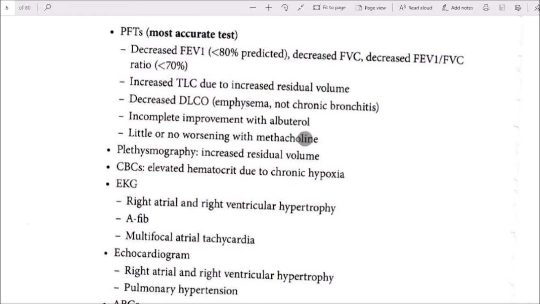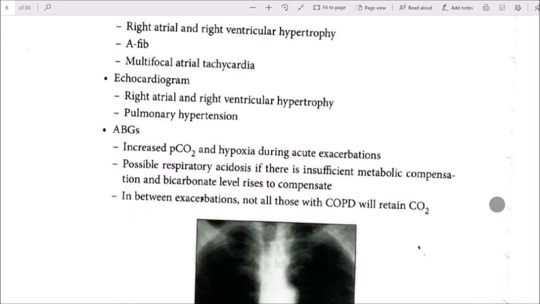Incomplete improvement with albuterol. Little or no worsening with methacholine. Plethysmography shows increased residual volume. Complete blood count shows elevated hematocrit due to chronic hypoxia. EKG shows right atrial and right ventricular hypertrophy, atrial fibrillation, multifocal atrial tachycardia. Echocardiogram shows right atrial and right ventricular hypertrophy, pulmonary hypertension.